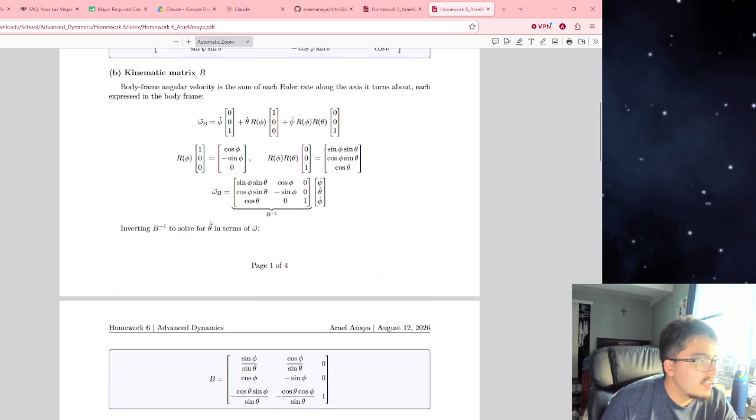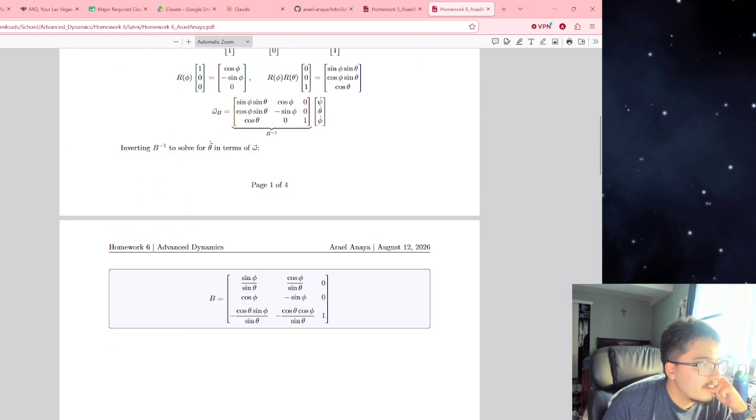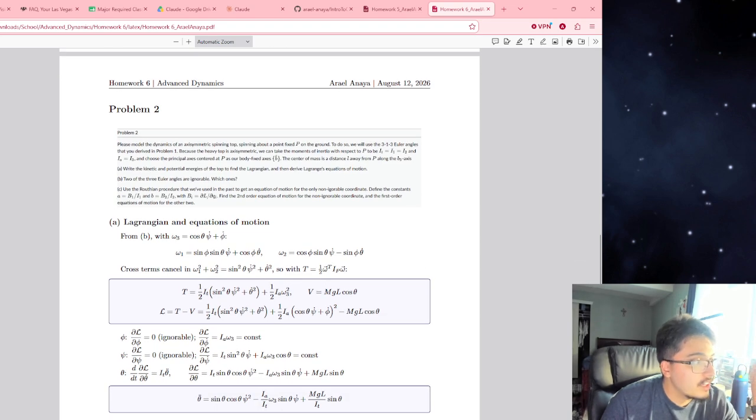So the problem setup, these are kind of the same problem. We derived the 3-1-3 rotation matrix and then the B matrix. And then we're going to use that in problem 2 to solve for the dynamics of a spinning top that's asymmetric. So that does mean that our inertia 1 and inertia 2 are going to be equal to one another. And then we just have that third inertia to account for.